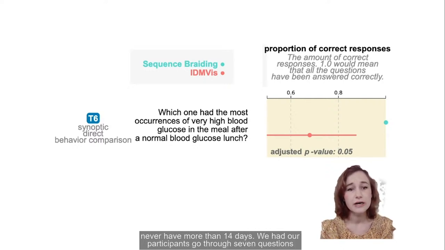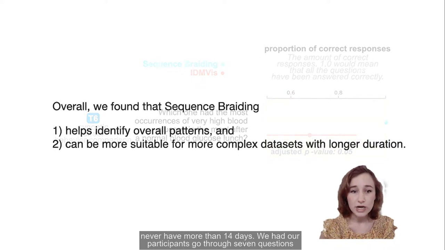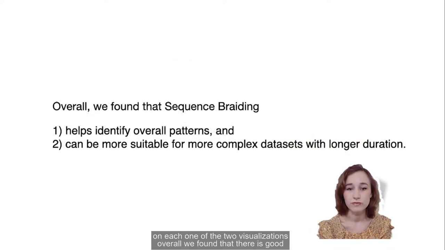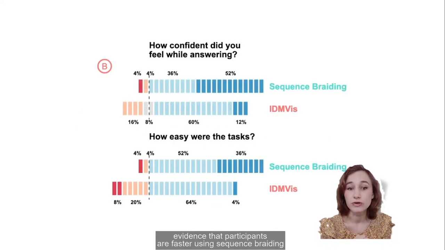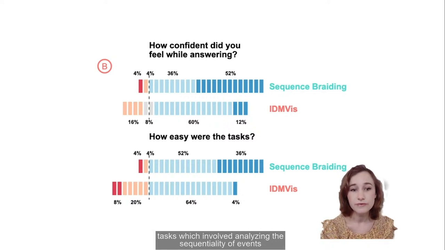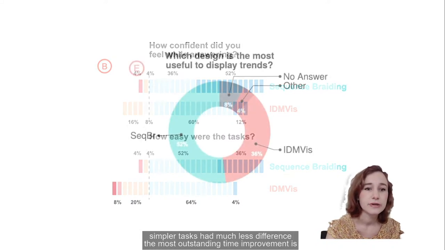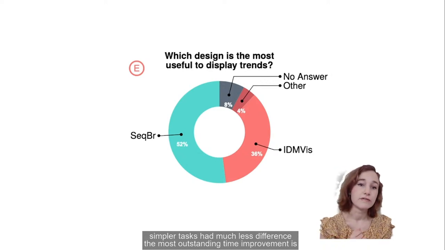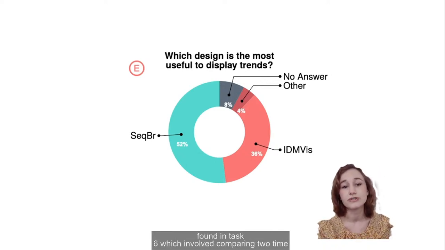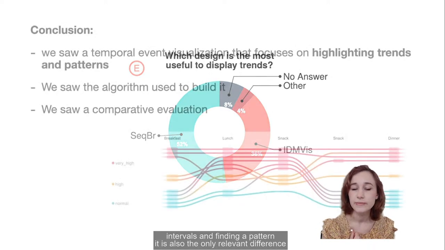From our qualitative data, we found that one, sequence braiding helps identify overall patterns, and two, can be more suitable for more complex datasets with longer duration. Participants responded feeling more confident performing tasks using sequence braiding versus IDMVis. Likewise, participants preferred sequence braiding versus IDMVis regarding ease of use for understanding trends and patterns. Finally, 52% of the participants reported sequence braiding as most useful for displaying trends, compared to 36% for IDMVis.